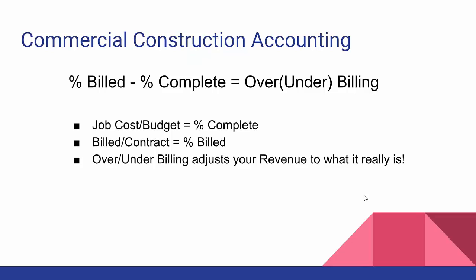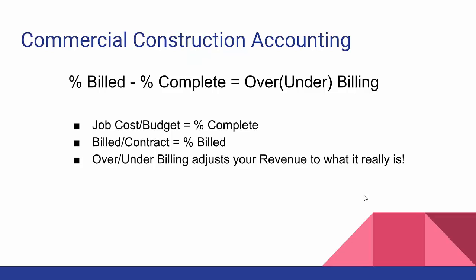And job cost that's smart, that's done right. It has to respect the contract. It has to respect the old matching principle. It has to respect change orders. There's timing, accounting periods involved. So those two give you your over and under billing. Over and under billing is critical, of course, to construction because it adjusts your revenue to what it really is.